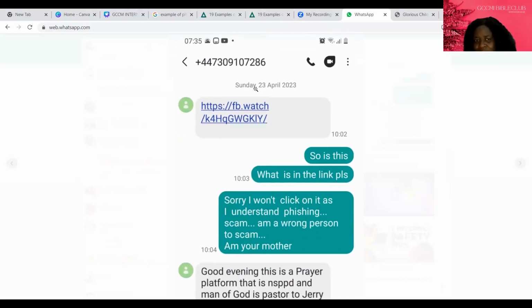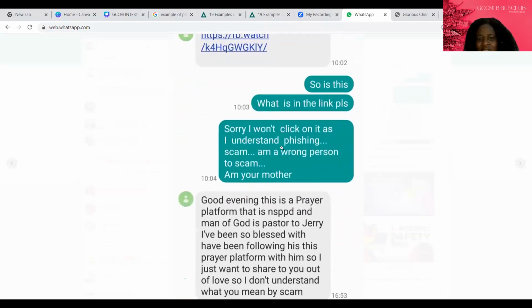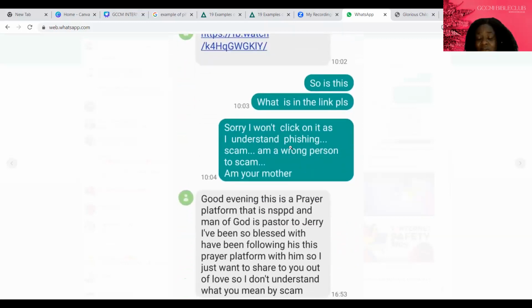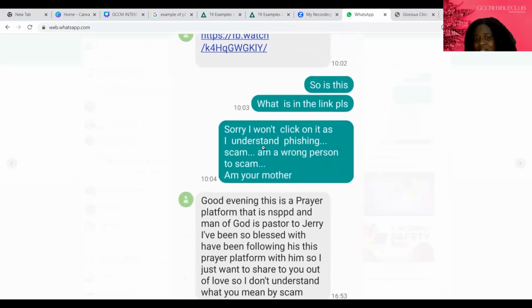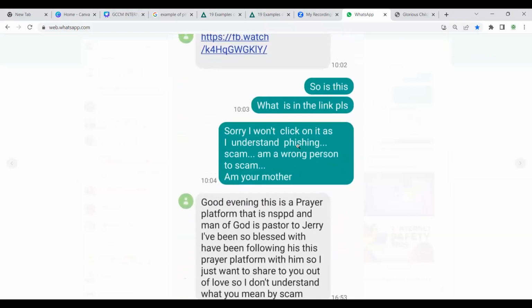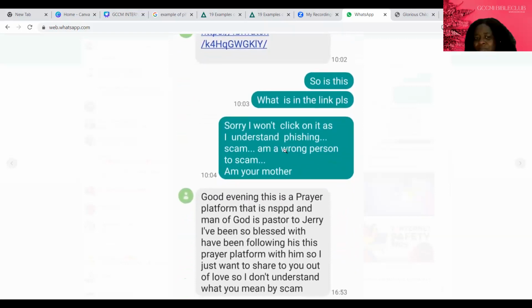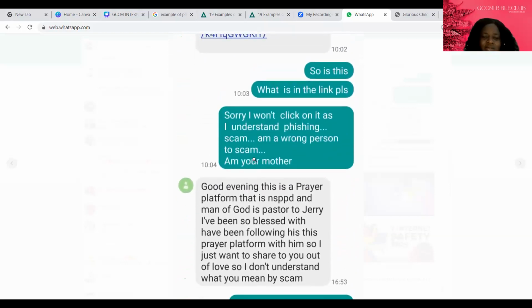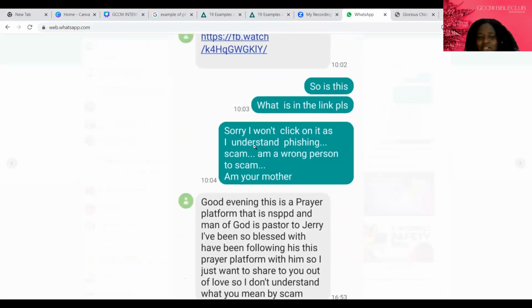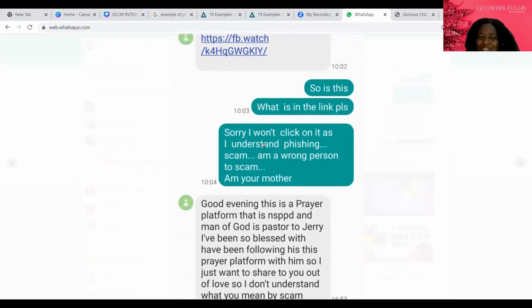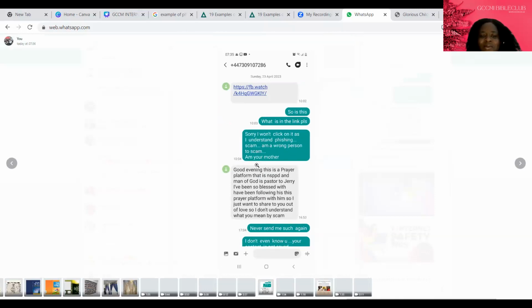So he came for me on the 23rd and sent me this link. I replied, what's in the link? And I quickly let him know, sorry, I won't click on the link. I understand phishing because I know it's a scam. I'm the wrong person to scam. I even told him I'm your mother. I don't know where that one came from, but I just put it. I thought I was even sleeping that Sunday. It was a Sunday. So anyway, he replied to me.